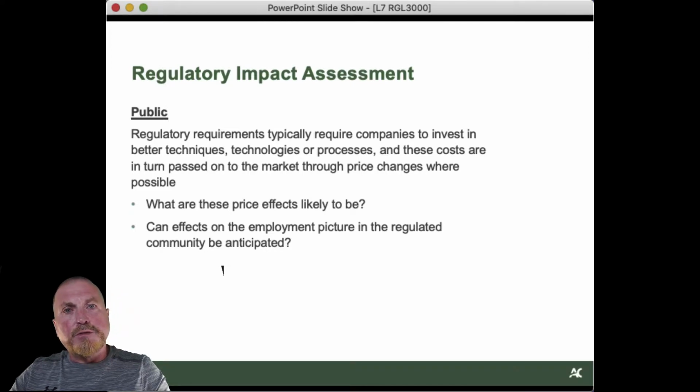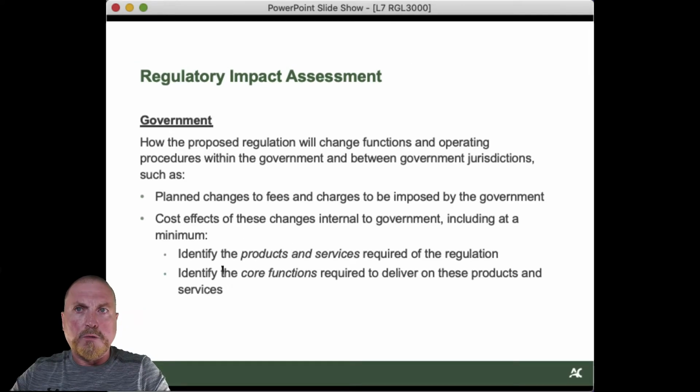Now, I recognize when you're doing your RIASs, we don't have the resources or the capacity or the time to do extensive econometric studies in this area, but you need to anticipate some of these things. Either there's going to be significant employment impacts or there isn't going to be. Okay, and how are we going to account for those? But we'll talk about that more as we go on.